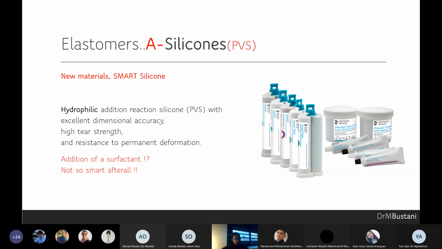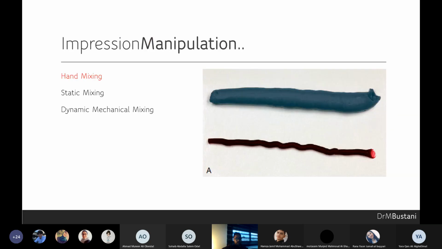All right. The last two small topics we're going to talk about are the manipulation of the impression and the impression techniques. Materials such as zinc oxide, polysulfide and C-silicon came in a two-tube system. So you dispense the material in equal lengths on a glass slab or a piece of mixing paper, then you mix them by hand using a spatula to produce the impression material.